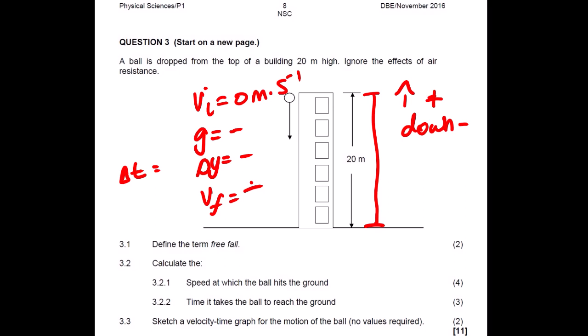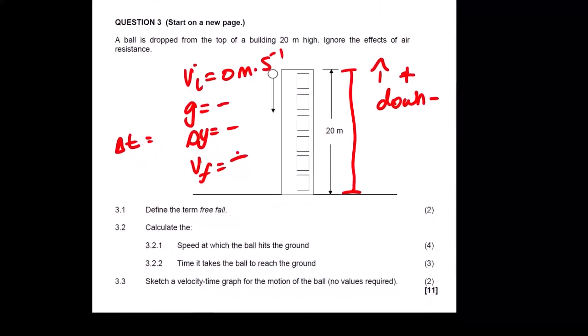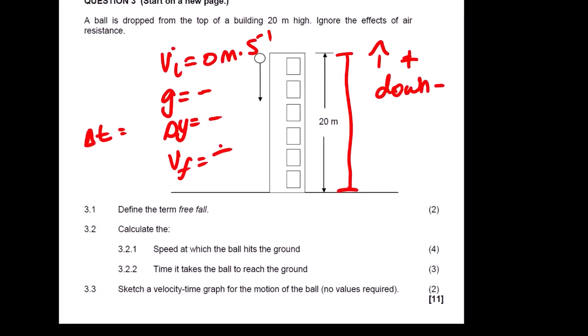We can look at the questions 3.1. Define the term free fall. The term free fall simply means the motion in which the only force acting is the gravitational force. Then you'll get your 2 marks. You simply write that down, and then you'll get your full 2 marks.